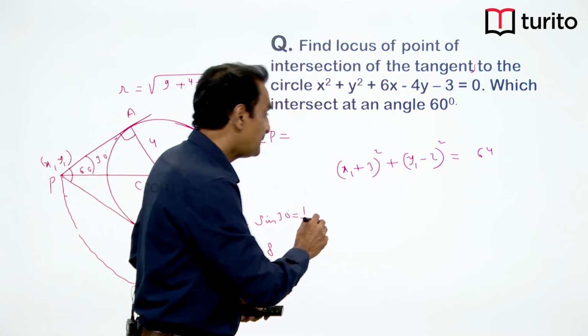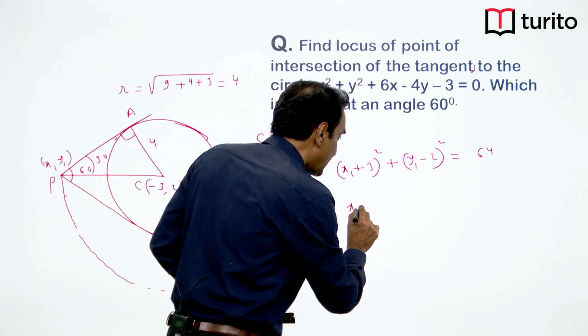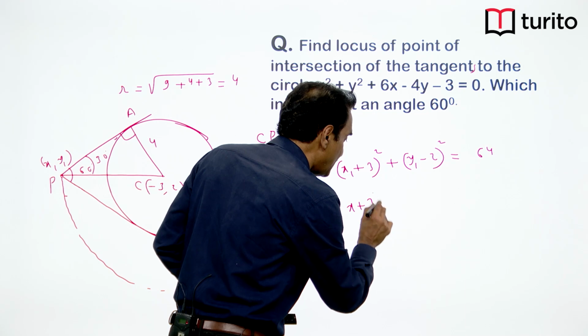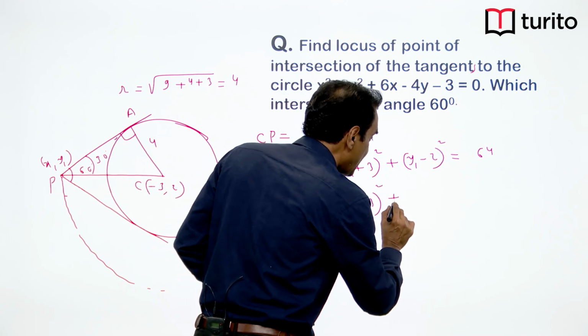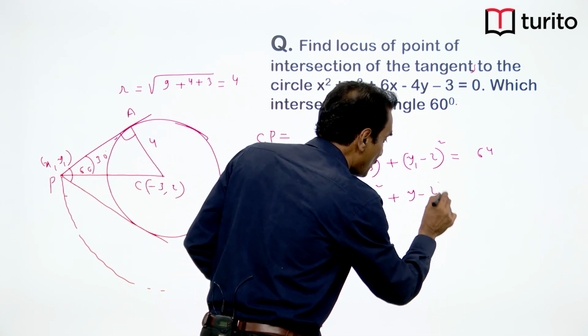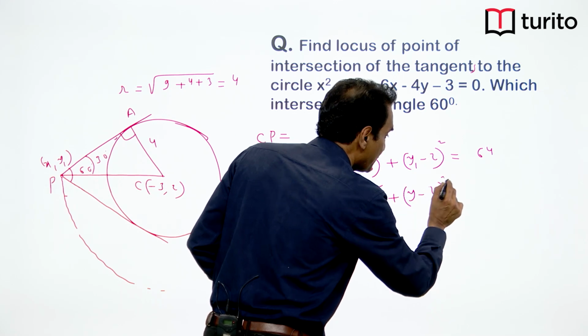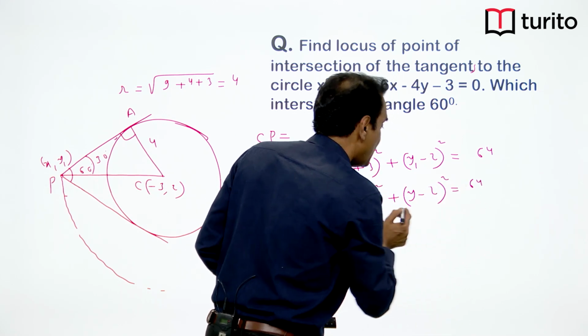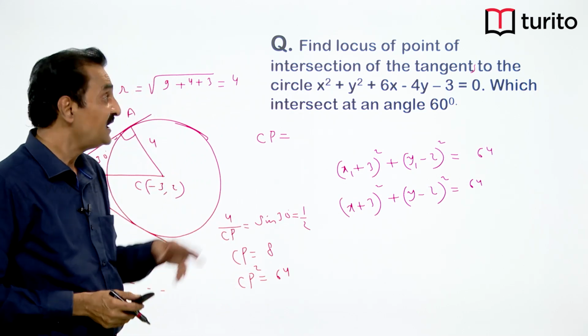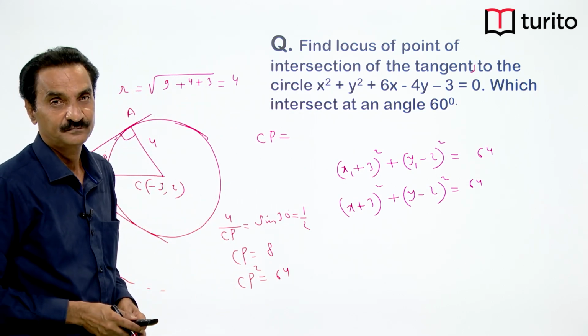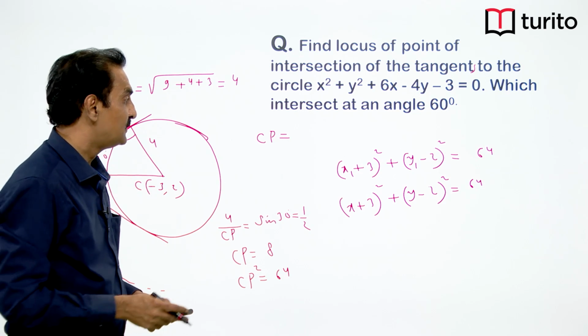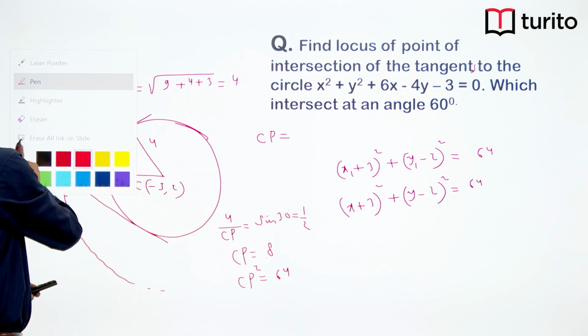So the locus of P is (x plus 3) whole square plus (y minus 2) whole square is equal to 64. Clearly it is another circle concentric with the given circle. Okay. Now let us see the same steps.